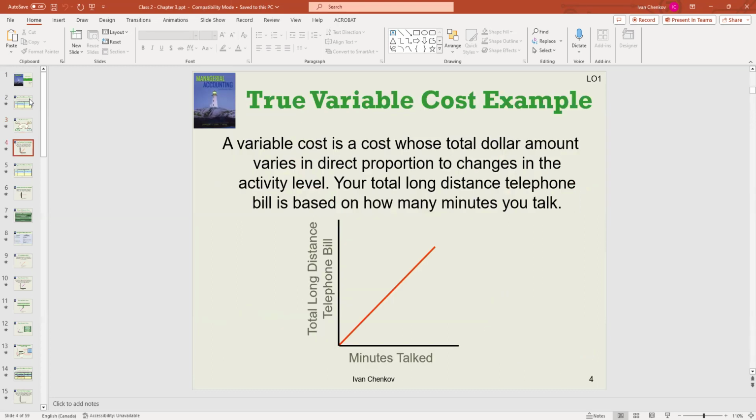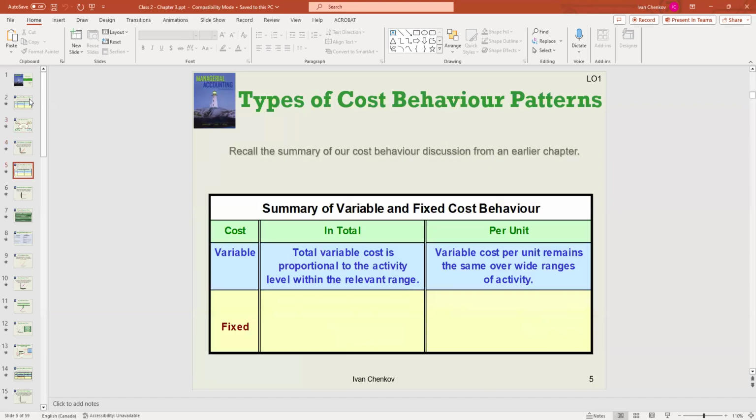So the true variable cost always grows with the level of usage. Start with 0 and keep going up. More you're using, more you have to pay. The increase is proportional to the change of the level of activity. Per unit, variable cost per unit always stays the same.